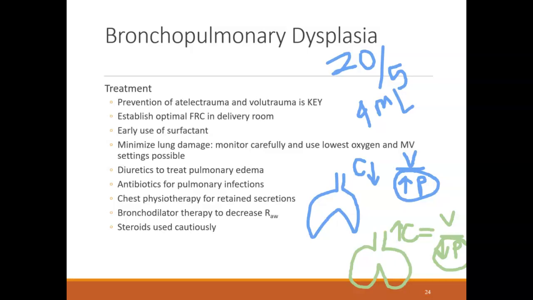Nitric oxide is another one that's kind of on the fence. It may be useful, kind of controversial. I actually participated in a study for nitric oxide in prevention of BPD. And I hate to say, our study outcomes weren't very strong, saying that nitric had a tremendous impact on reducing BPD rates.